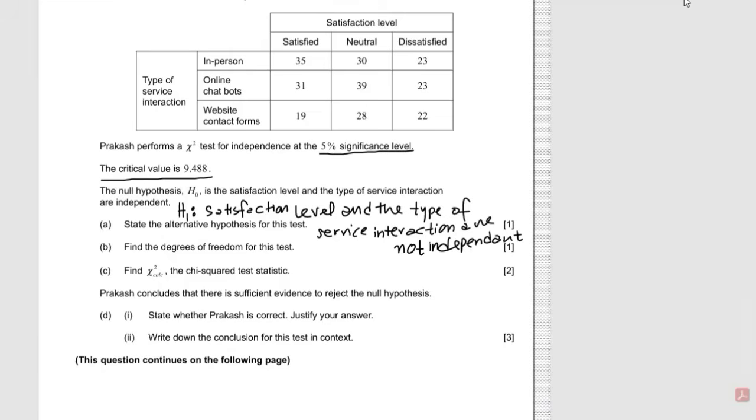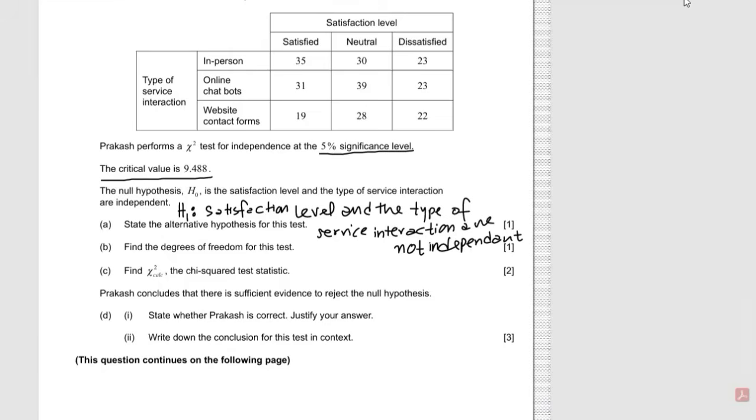All right, so part B, find the degrees of freedom for this test. Now, one way of doing this is just to feed the data into the matrix, and I will be doing that to get my chi-squared value, the next part. But there's a direct way, a formula you should learn.